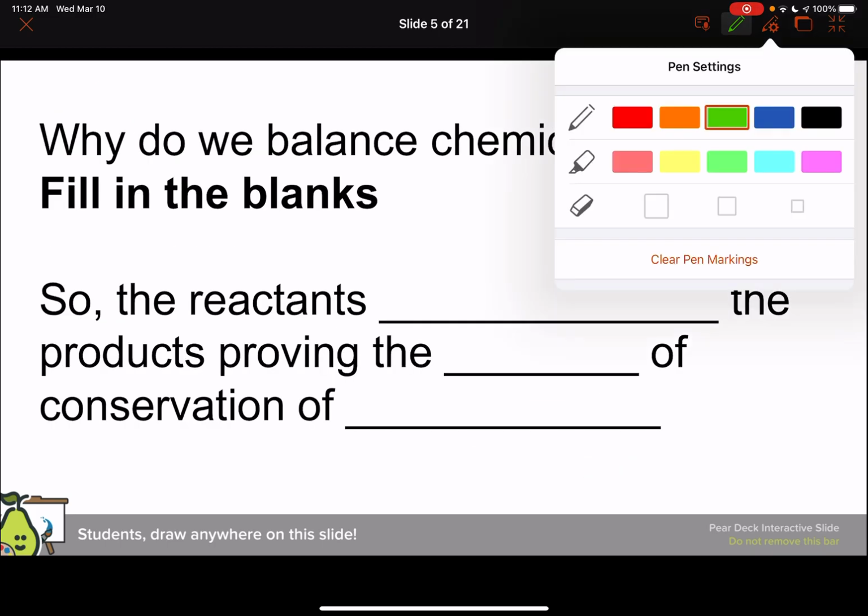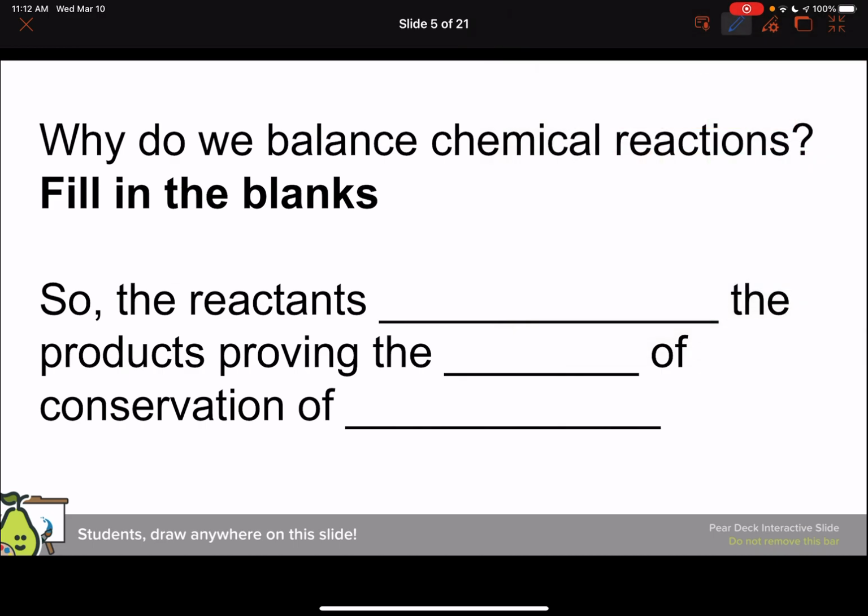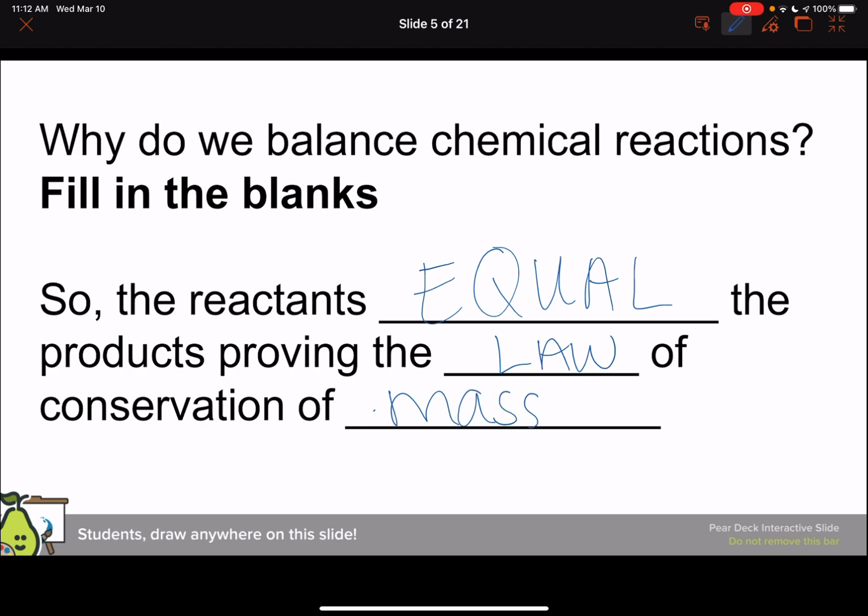Now, why do we balance chemical reactions? Fill in the blanks. It's so that the reactants actually equal the products, proving the law of conservation of mass, meaning that matter can't be created nor destroyed. So the whole idea is that we want our reactants to equal our products, and that's why we add those coefficients.